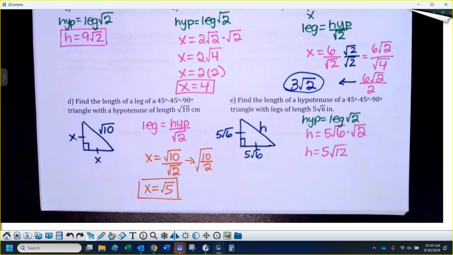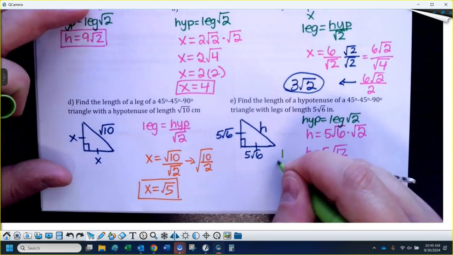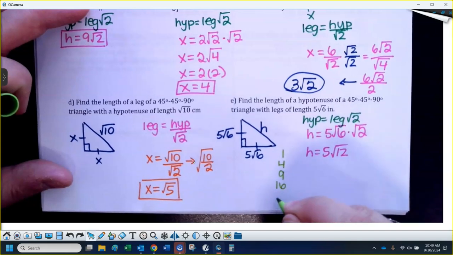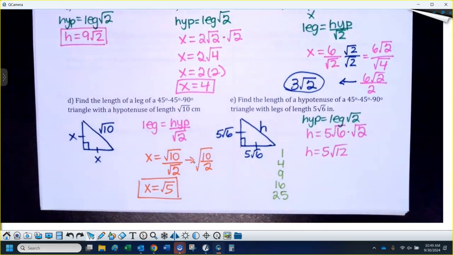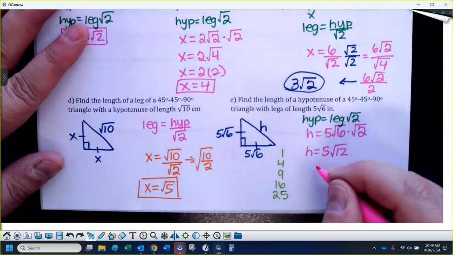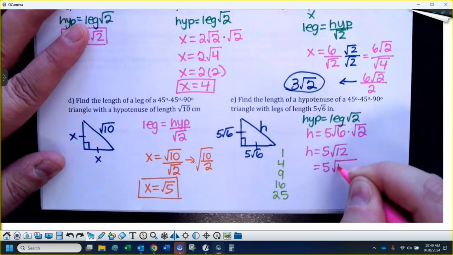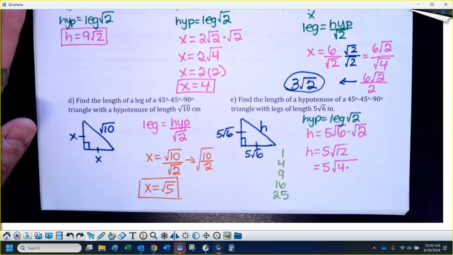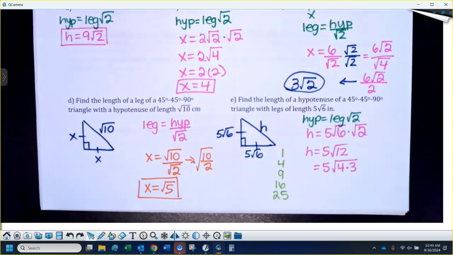Now 12 we could break down with a little factor tree, or if you want, just try this for me, because I think it's a little easier. I'm just going to write some perfect squares. And I have this typed on your homework for you, so you guys will have it. What is the biggest perfect square? I only went up to perfect squares that go up to 5 there. What's the biggest perfect square that would divide into 12? 4. 4 times what? There you go. Perfect. So 12 is 4 times 3, right?